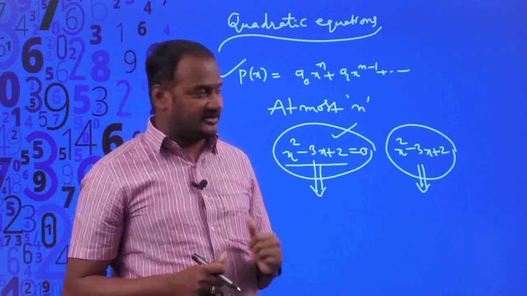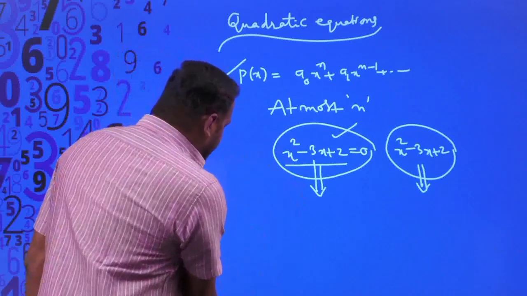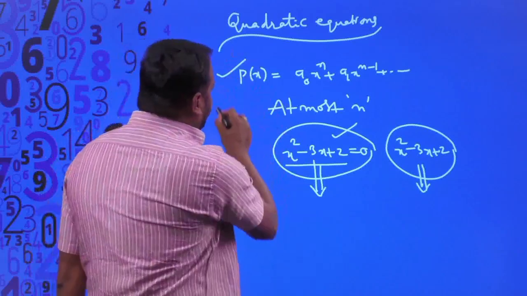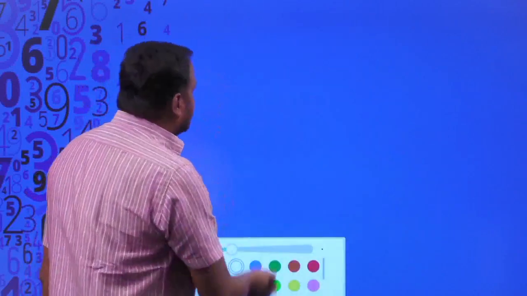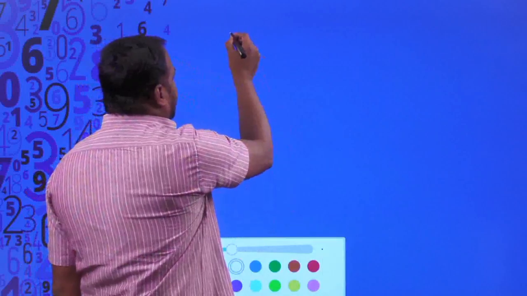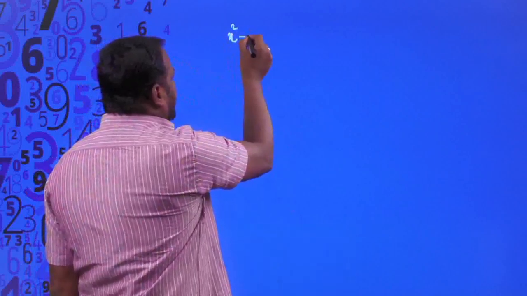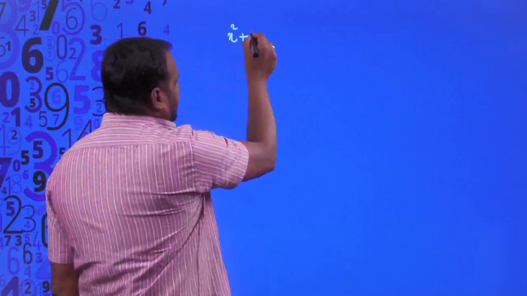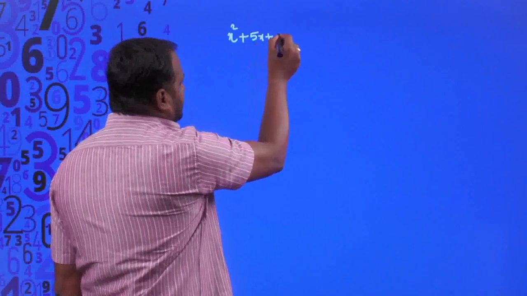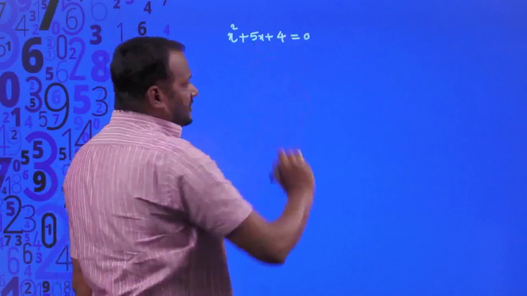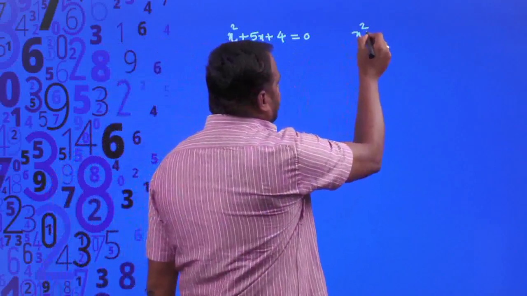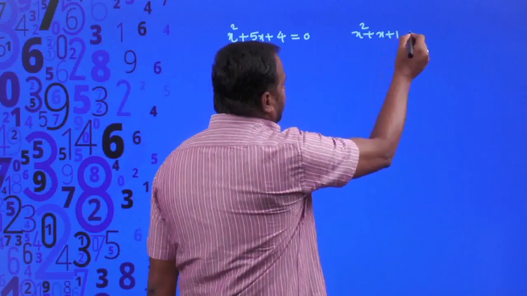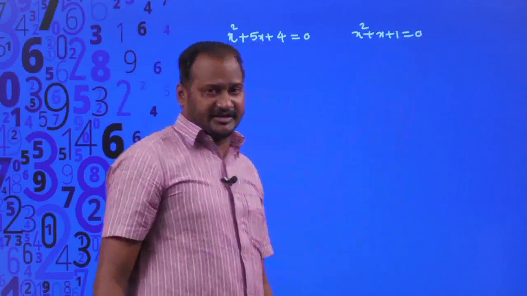or not. Let me take some examples to identify the zeros of the polynomial, and see whether it is possible to find them by using the factorization method or not. For example, there is a polynomial like x square plus 5x plus 4 is equal to 0. This is one quadratic equation. And another quadratic equation is x square plus x plus 1 is equal to 0. This is one more quadratic equation.